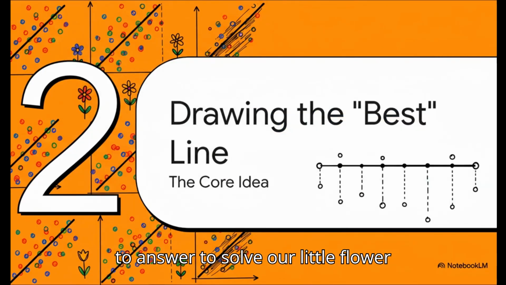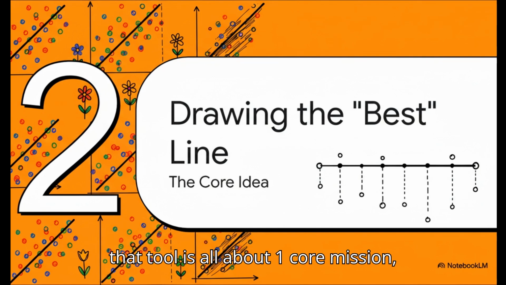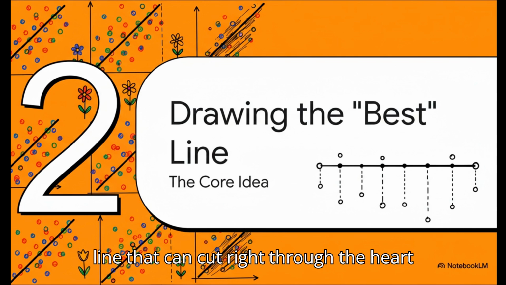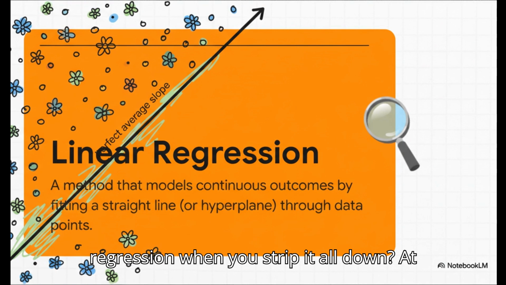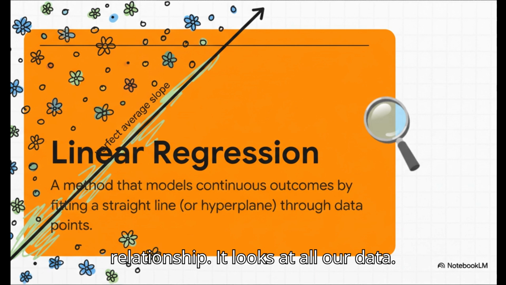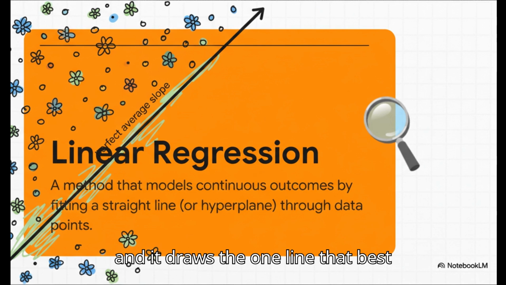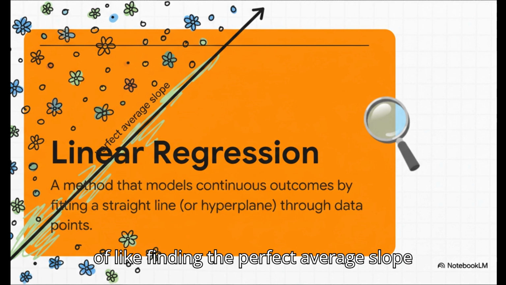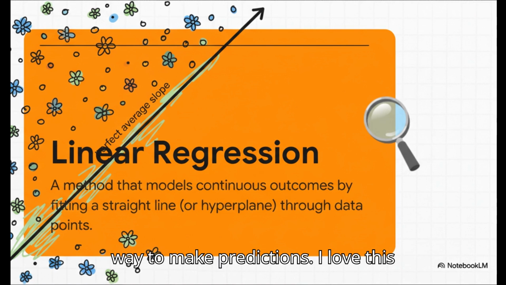To solve our little flower problem, we need the right tool. And that tool is all about one core mission, finding the single best possible straight line that can cut right through the heart of our data points. So, what is linear regression when you strip it all down? At its core, it's a way to model a relationship. It looks at all our data, all those different flower measurements, and it draws the one line that best represents the overall trend. It's kind of like finding the perfect average slope through a scattered cloud of points, which gives us a surprisingly powerful way to make predictions.